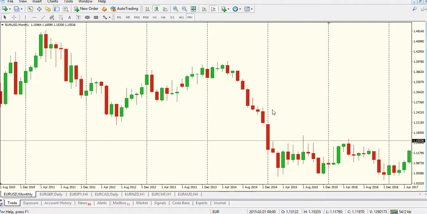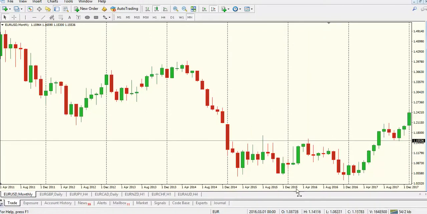So that is how the fractals are. There's another one here. Let me see.